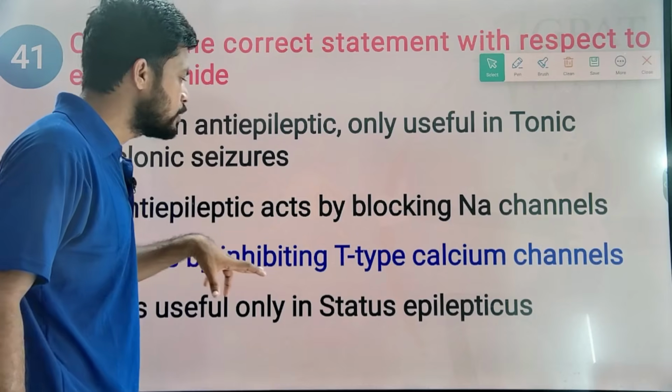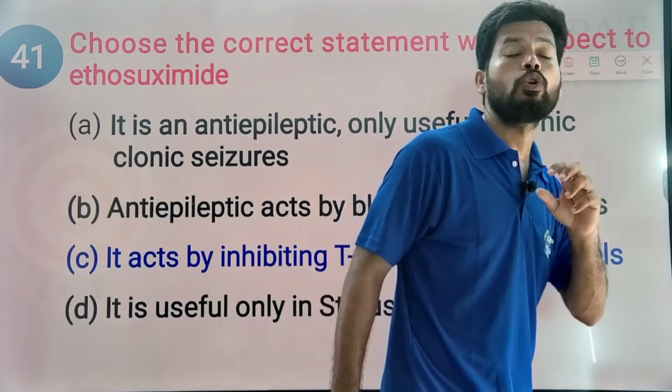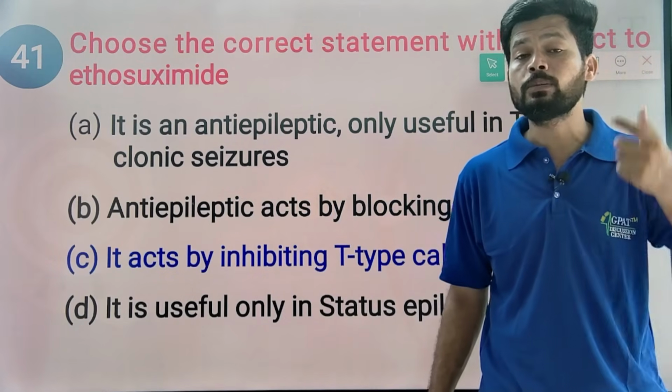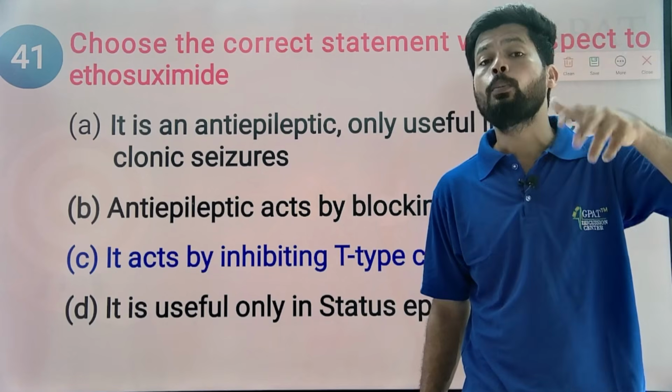So it acts by inhibiting T-type calcium channels. Over-activation of these T-type calcium channels in the hypothalamus of the CNS produces absence seizures.